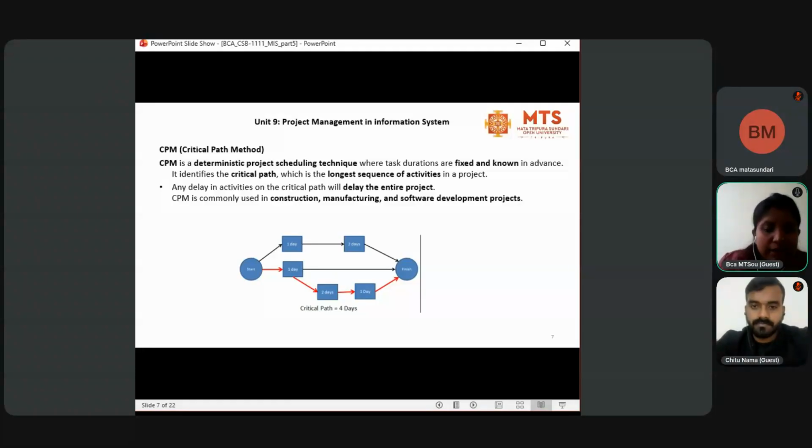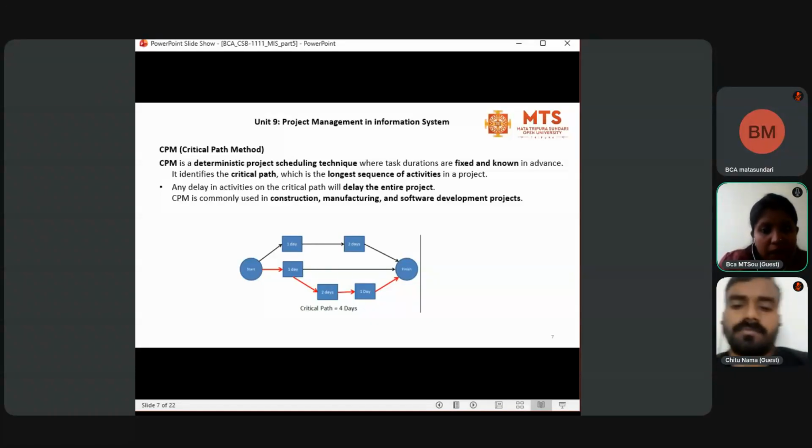So this is what it helps in: completion of the project on time. Second one is controlling project cost, and the third one is improving productivity and quality. So this is effective resource allocation.